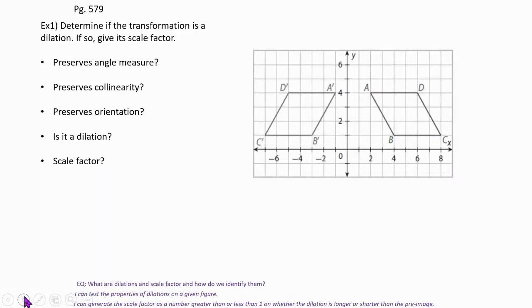So here we go. This is in your textbook if you were wondering. It's an example on page 579, but you can just use the notes I provided for you, or if you grabbed your textbook, you can get this example from there. All right, determine if the transformation is a dilation. If so, give its scale factor. We must preserve angle measures, and if we were in class, I would give you guys protractors. And remember, we're going to look at the pre-image, and that's the one with the A. So this is the pre-image.